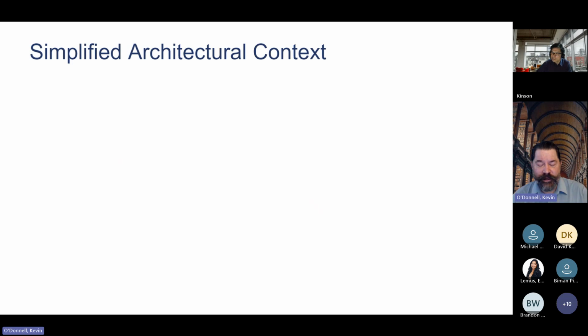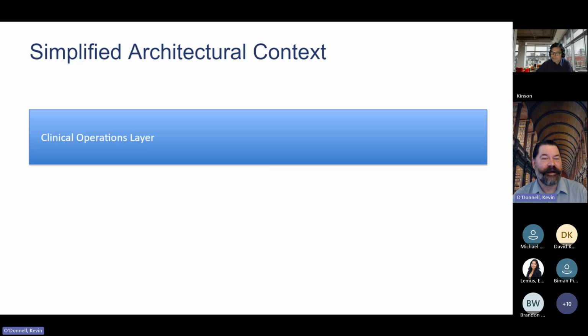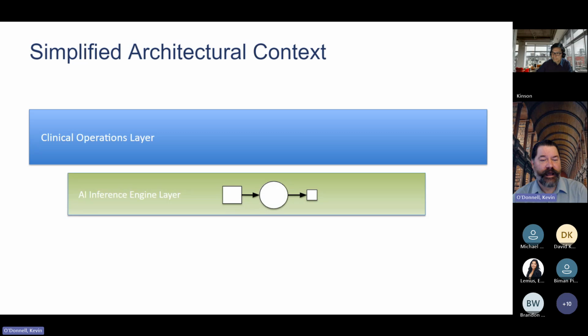I'm very quickly going to touch on AIW-I. In a simplified architectural context, you've got a clinical operations layer where you're handling, this patient has this imaging study and it's about to get read by this physician, and we want to link in various AI inference engines. Now, the inference engine says, patient, I have no idea what a patient is. Imaging study, I don't know what that is.